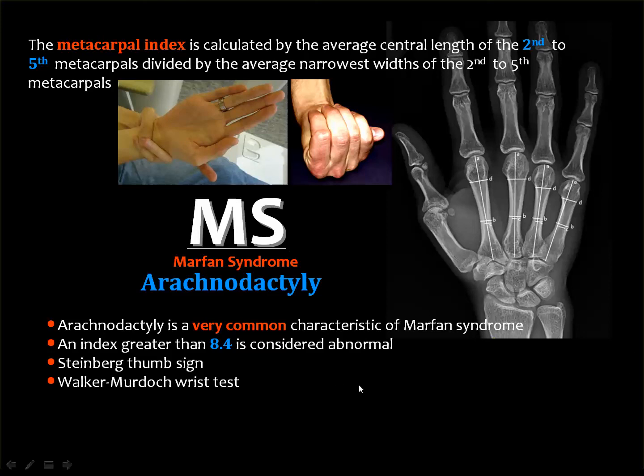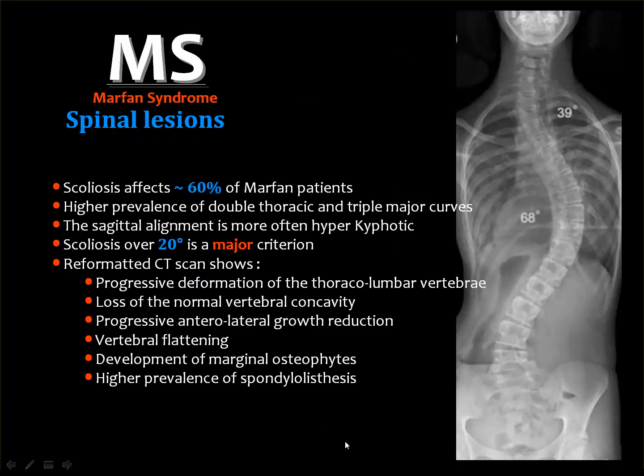Also in the hand, you got what's known as arachnodactyly, and this is a very common characteristic of Marfan, where you measure the length of the metacarpal bones from the second to the fifth, and you measure the narrowest diameter of each metacarpal and divide this, and you got an index which is known as the metacarpal index, and if this index is greater than 8.4, it is considered abnormal.